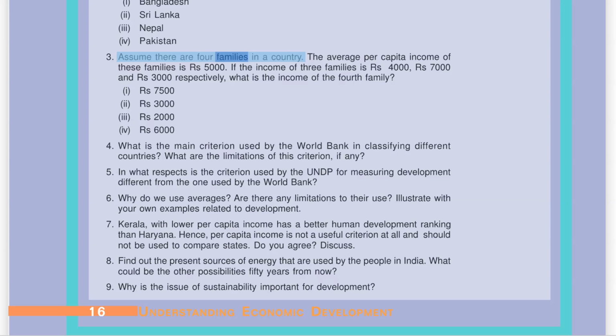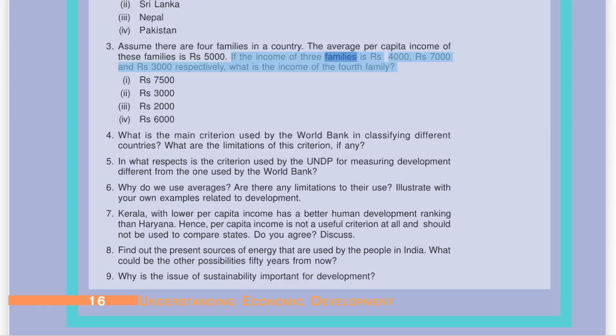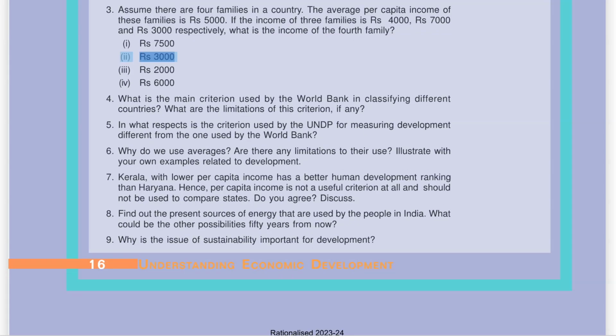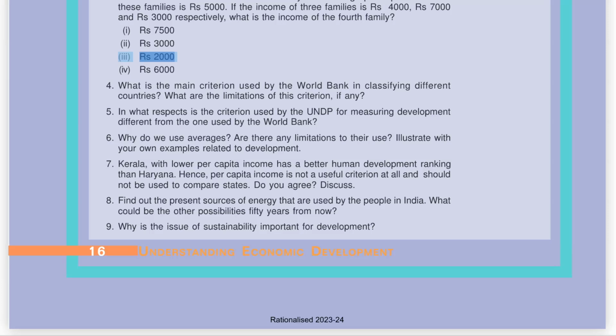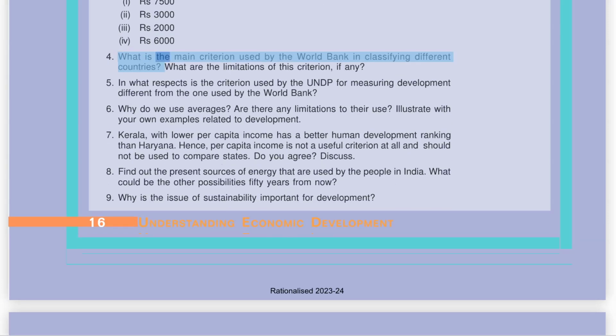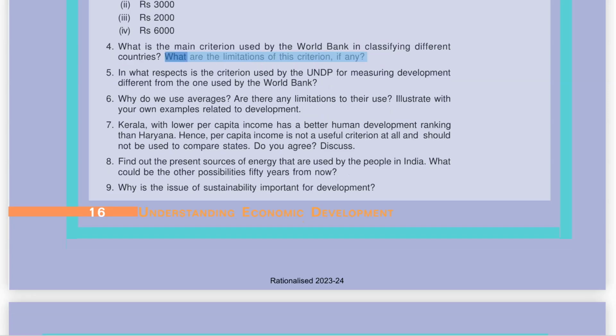3. Assume there are 4 families in a country. The average per capita income of these families is 5,000 rupees. If the income of 3 families is 4,000 rupees, 7,000 rupees and 3,000 rupees respectively, what is the income of the 4th family? 1. 7,500 rupees. 2. 3,000 rupees. 3. 2,000 rupees. 4. 6,000 rupees. 4. What is the main criterion used by the World Bank in classifying different countries? What are the limitations of this criterion, if any?